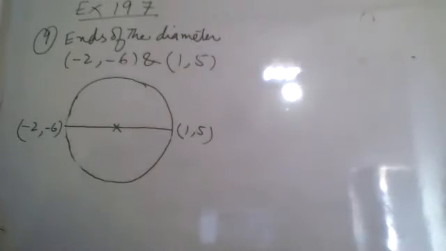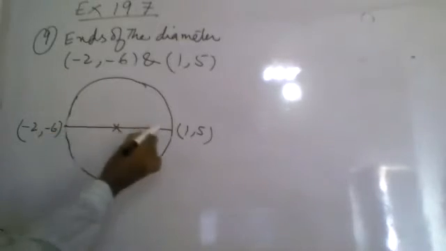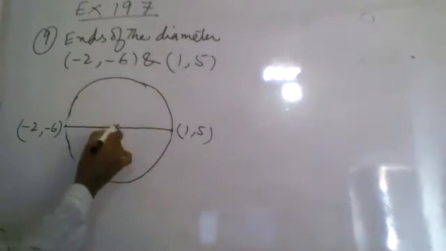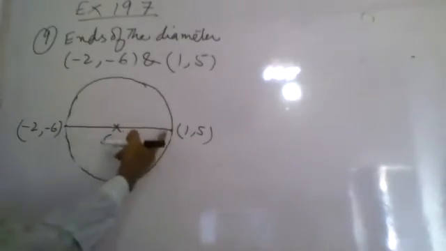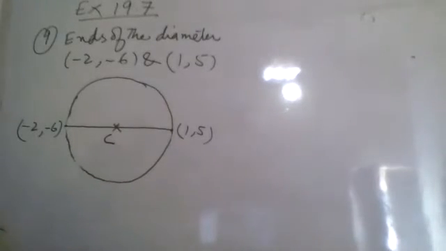So first of all we'll find the center. Center will be the midpoint of the diameter. This will be the center. Center is at the middle of these 2 points. So this is the midpoint. We will use the midpoint formula to find the center.